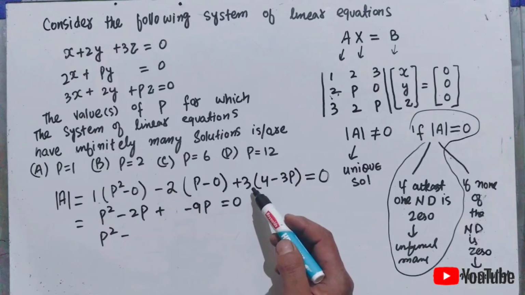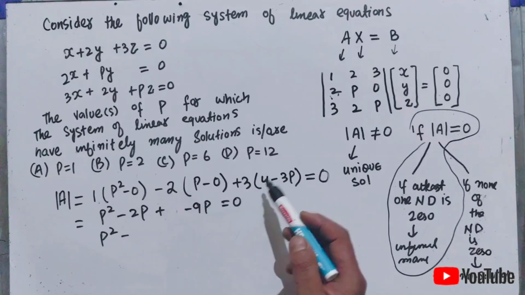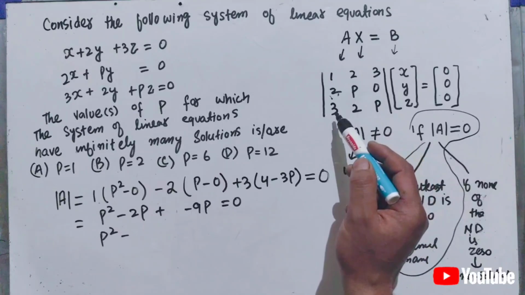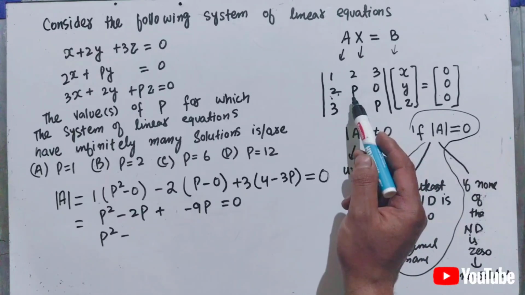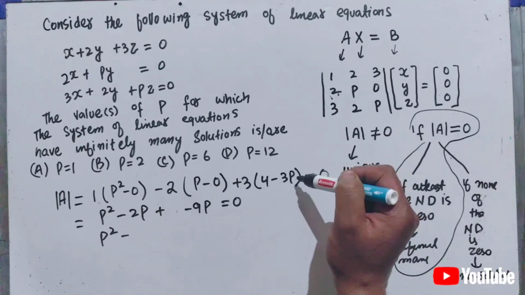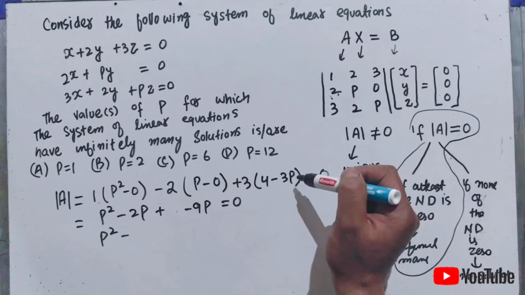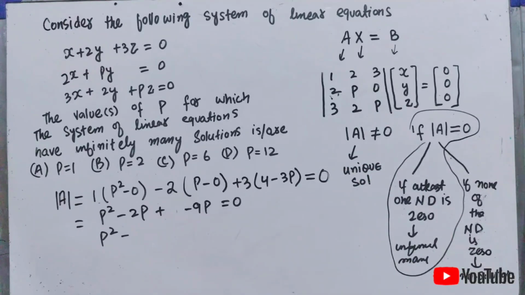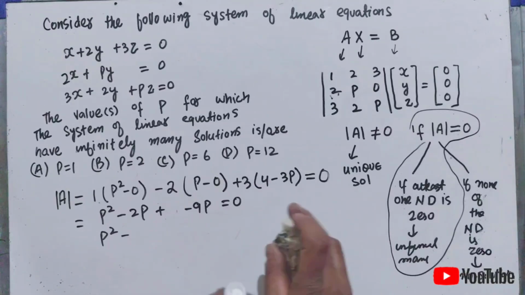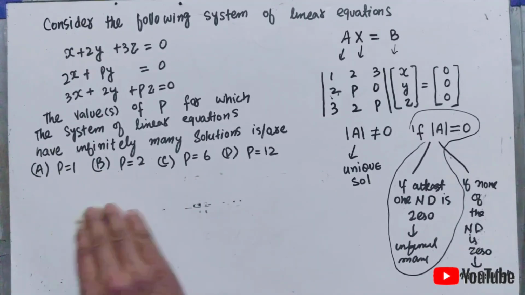Okay, so we have 2 2s are 4 minus 3p. Okay, 3 3s are 9. Still I am getting confused here. Okay, let me take the determinant again.